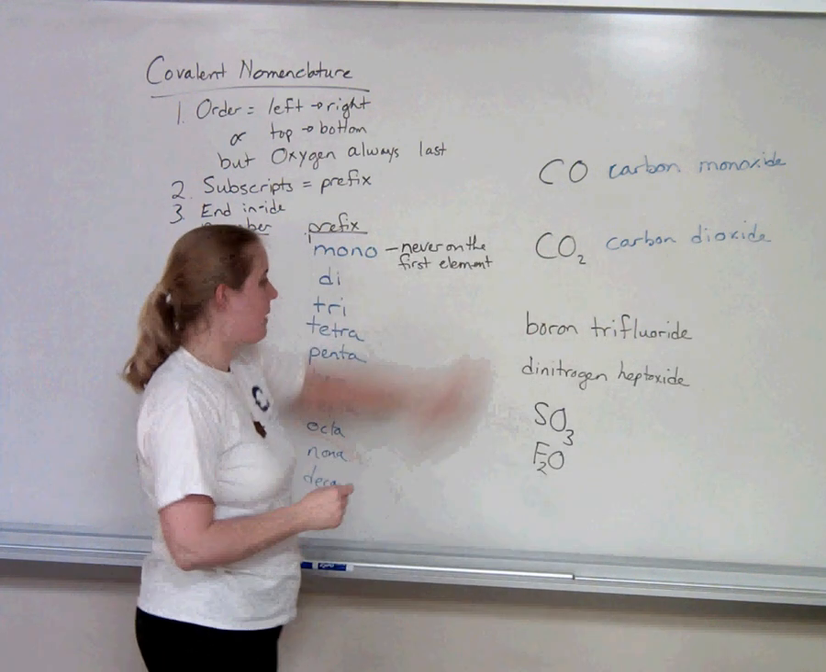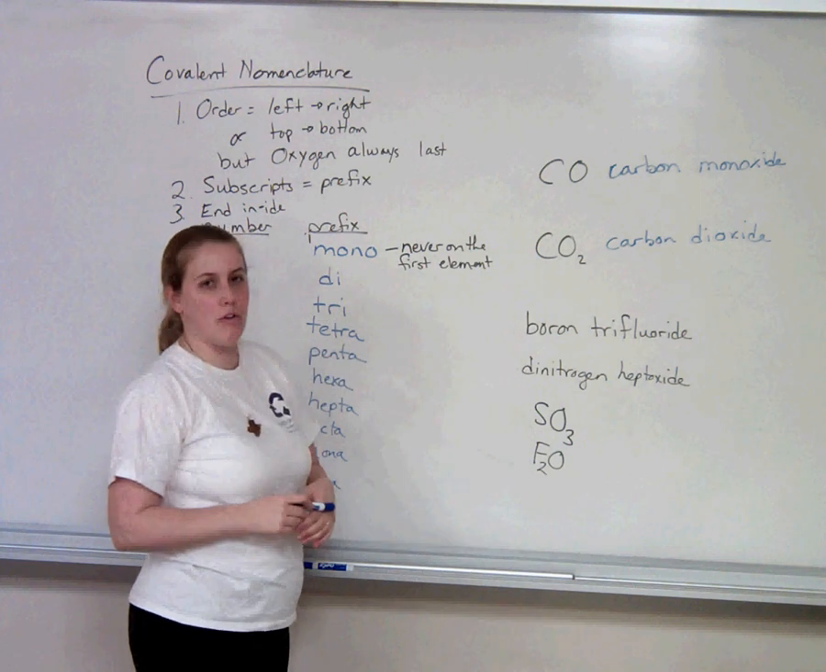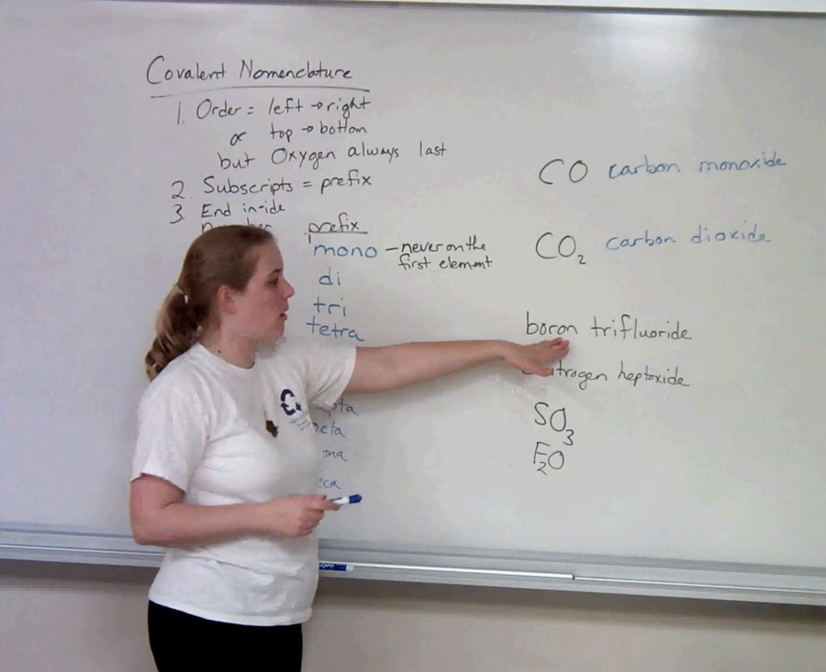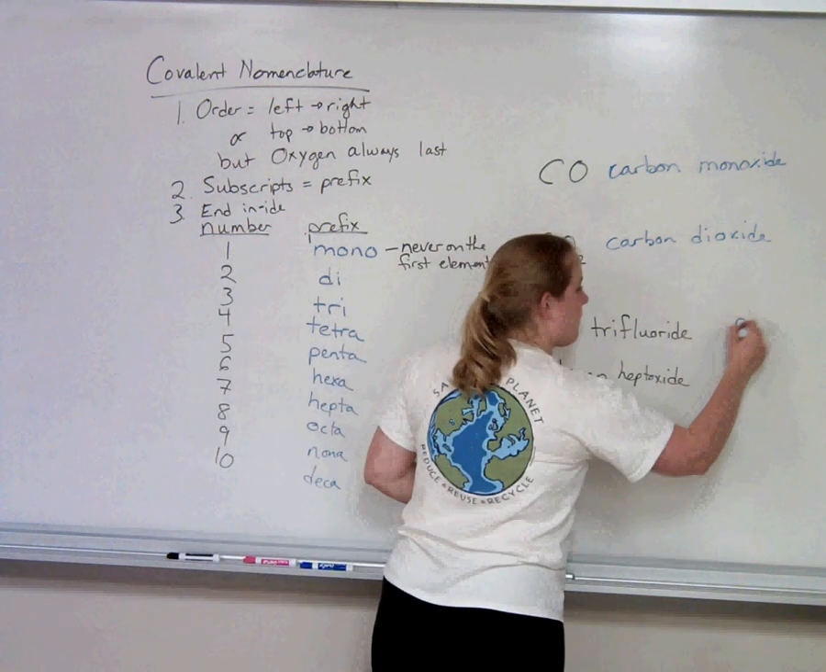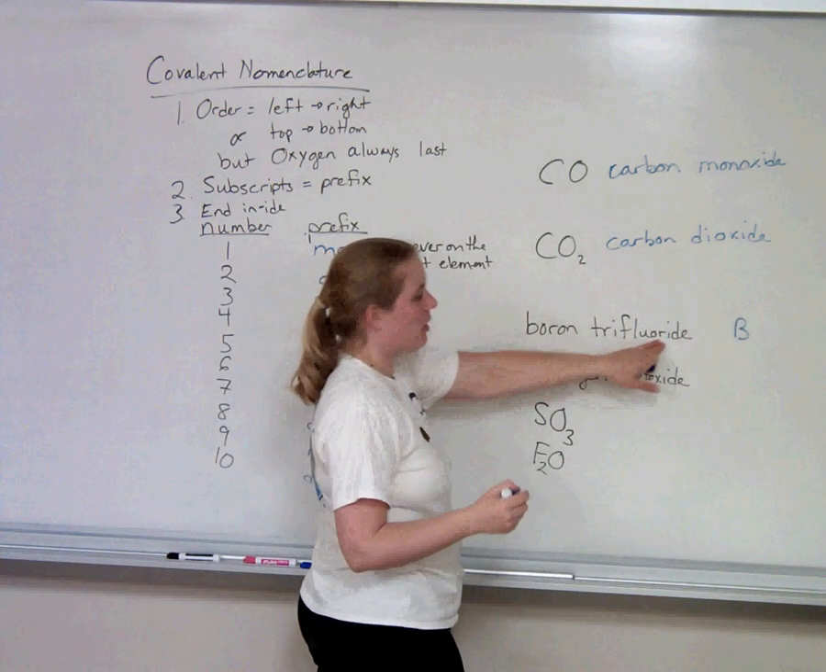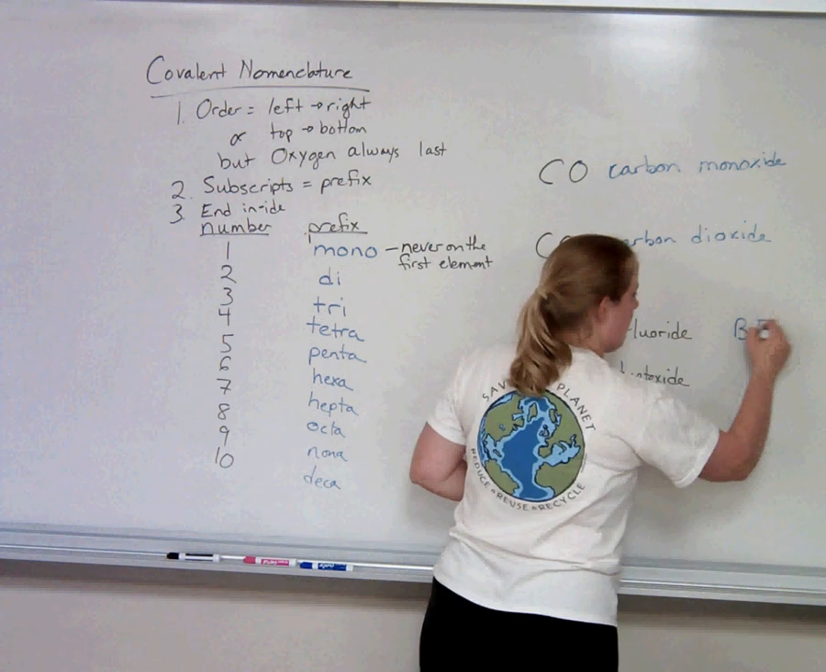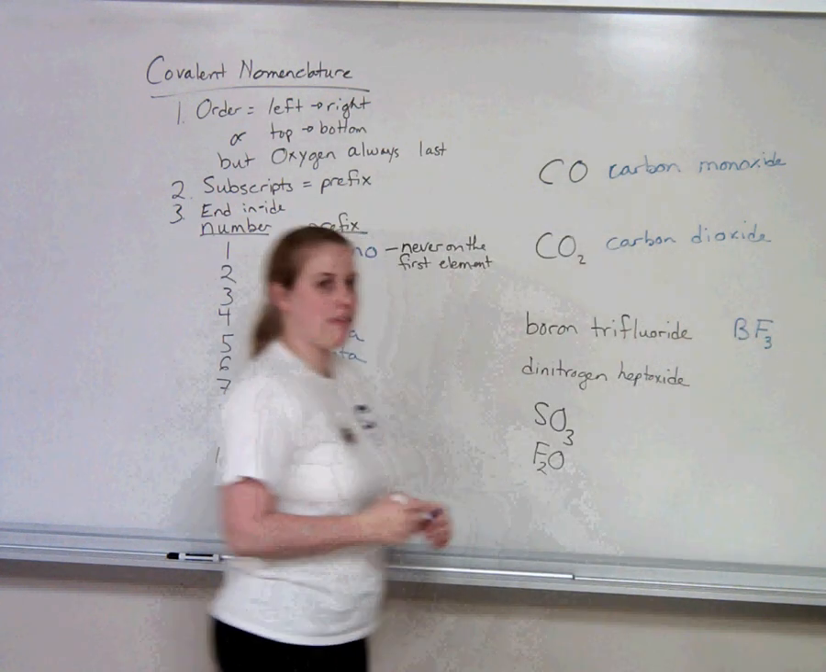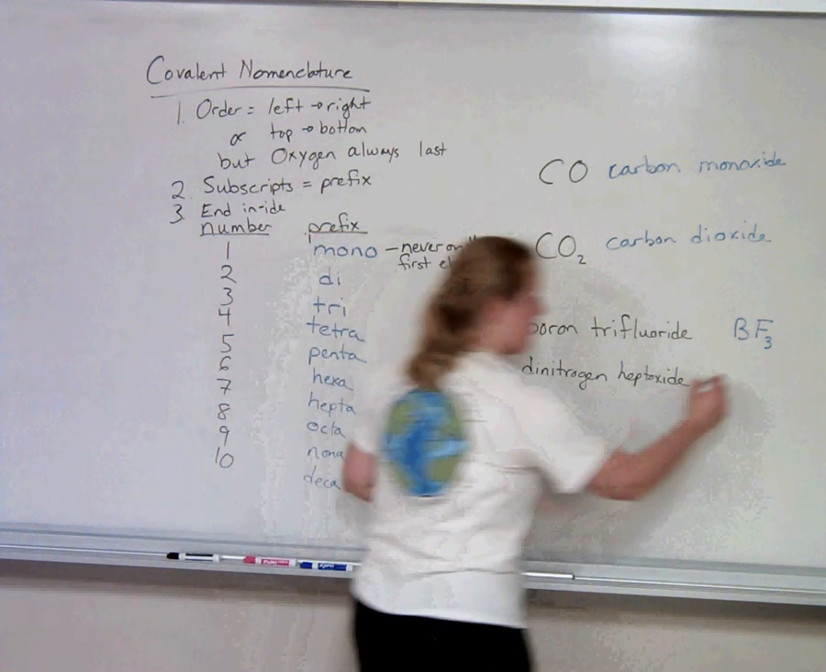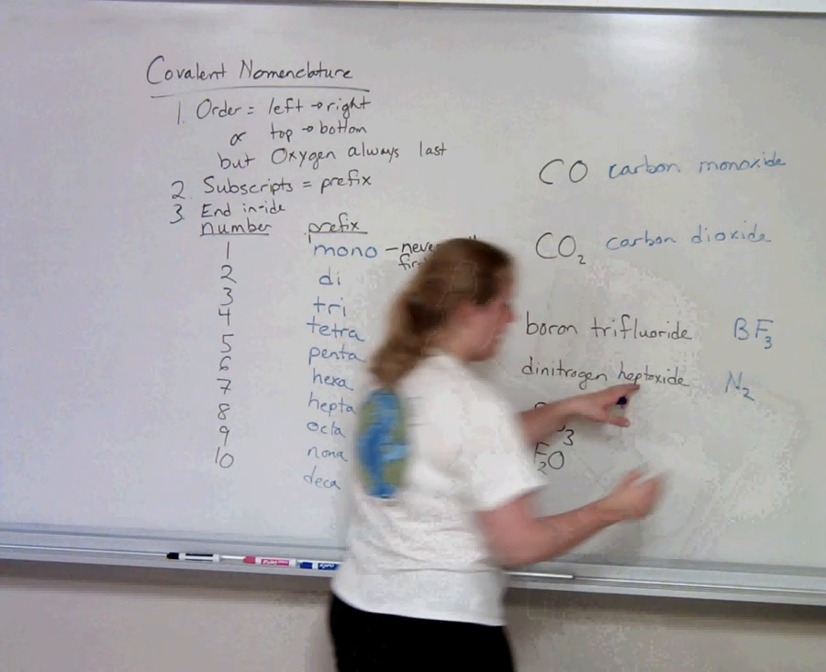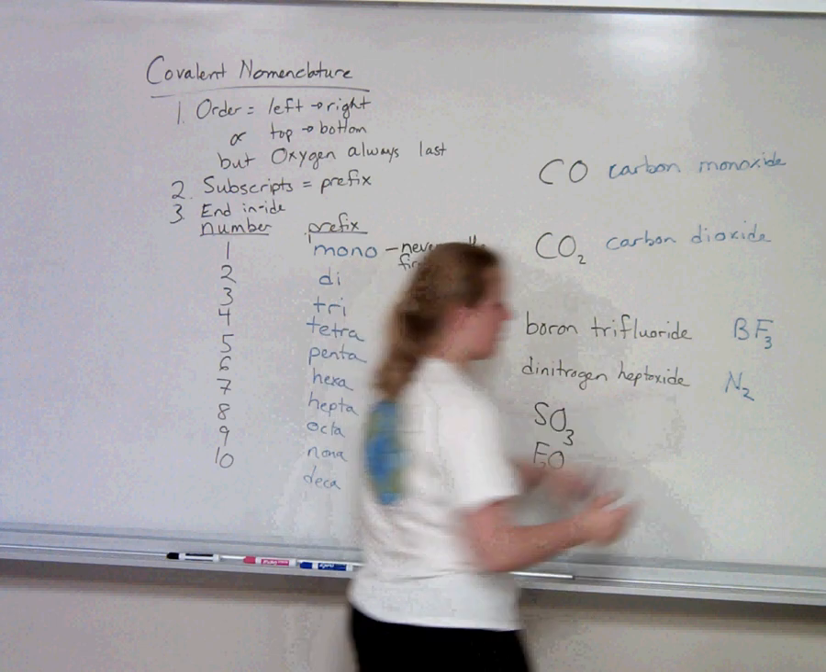All right, let's go back the other way and write some formulas for these. So this is 1 boron, because there's no prefix here, so we don't have to say mono. Tri meaning 3, fluoride is F. So that's BF3. Here, dinitrogen, so we have 2 nitrogens. And then hept, 7 oxygens.